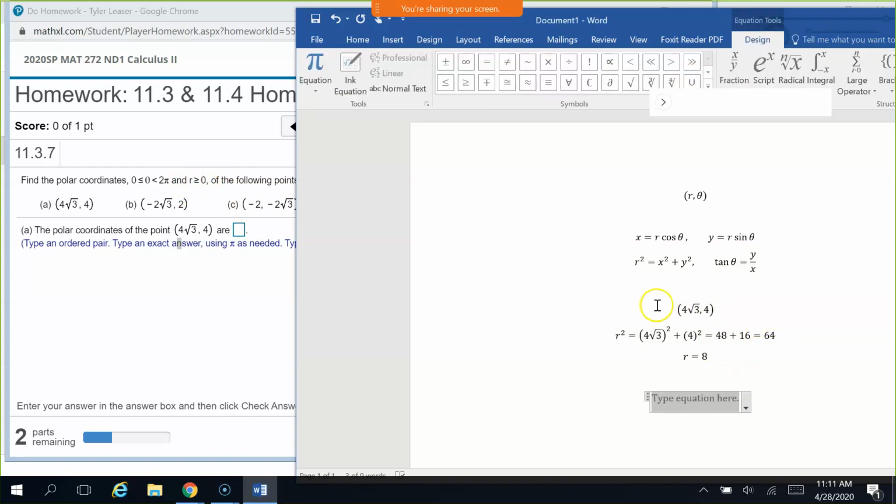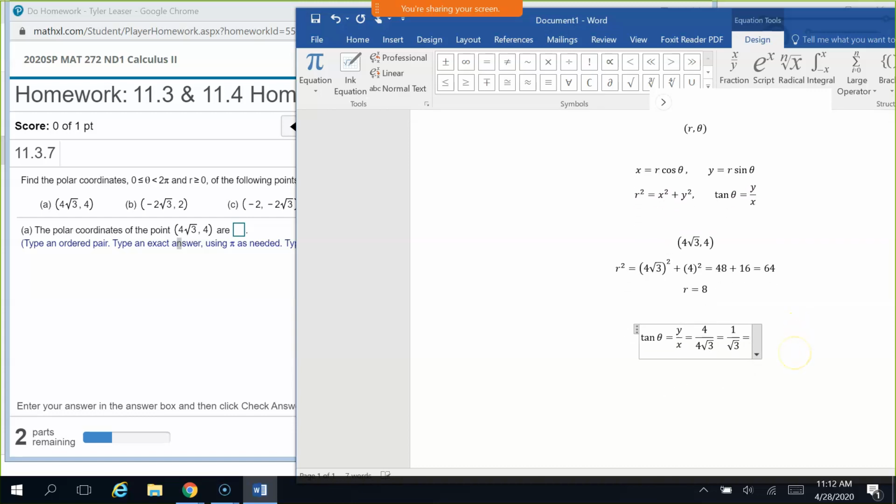We also have to find the theta for this, and we get the theta from that tangent theta is equal to y over x. So for us, our y is 4, and our x is that 4 square root 3. All right, the 4's cancel, and we just get 1 divided by the square root 3. And if you want to fix that, you can. That's square root 3 over 3.